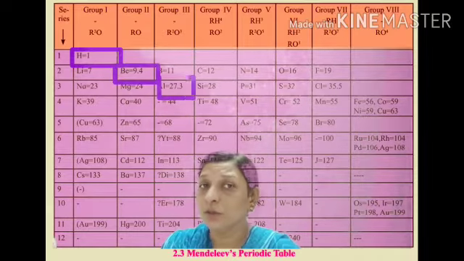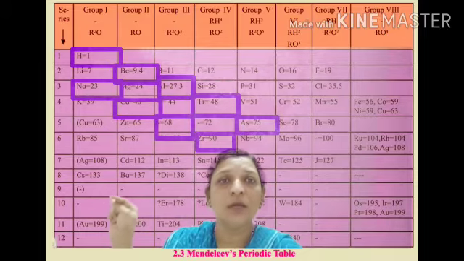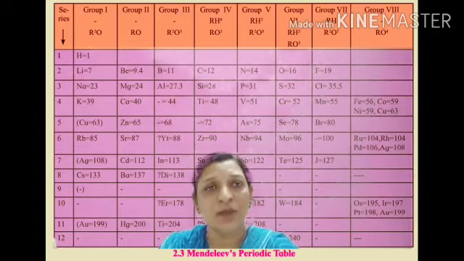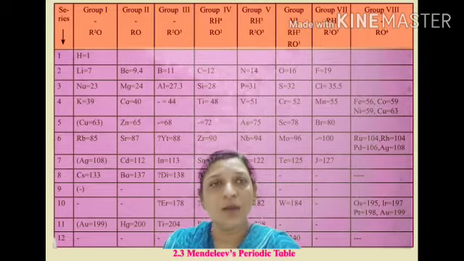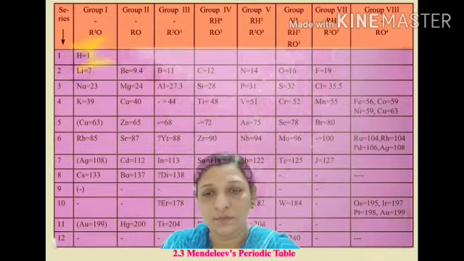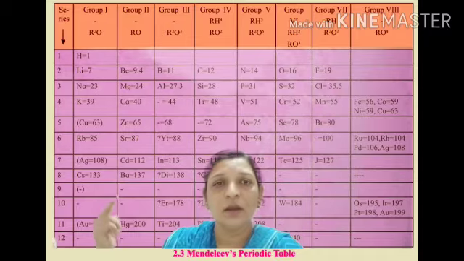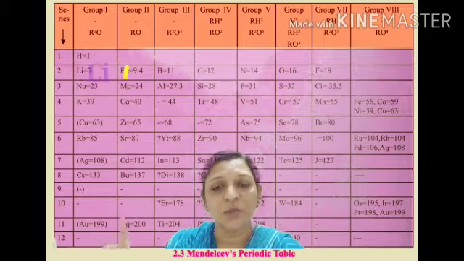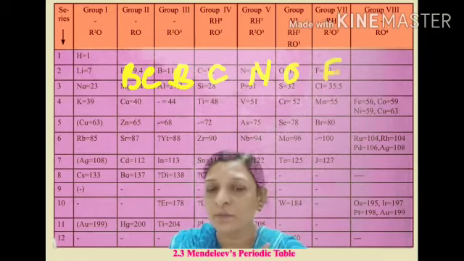Due to this, he got the small cells. In each cell, he placed one element in such a way that elements were arranged in the increasing order of their atomic masses. He started from hydrogen. He placed hydrogen in the group number 1. Then, second period started with lithium, then beryllium, boron, carbon, nitrogen, oxygen and fluorine.